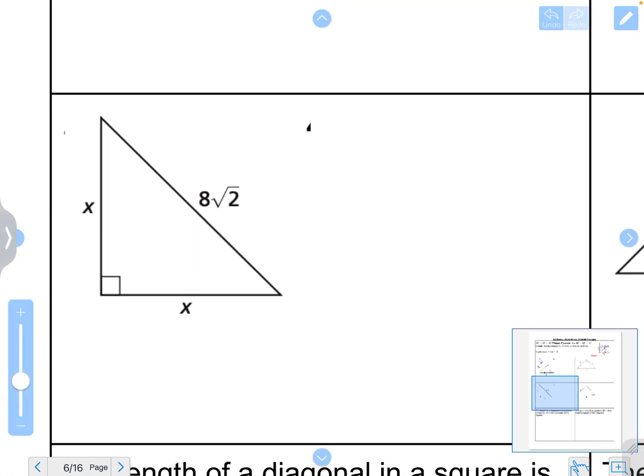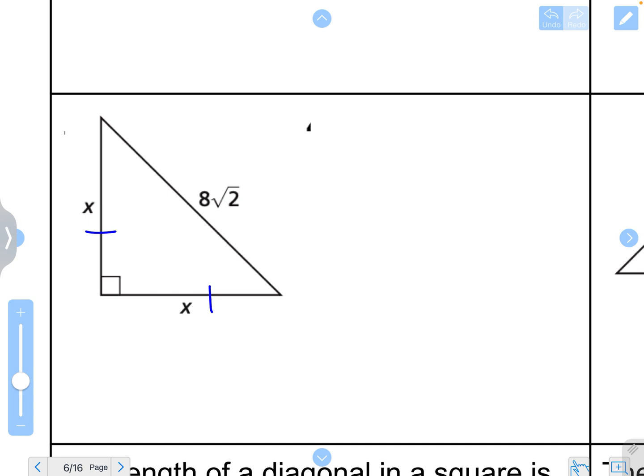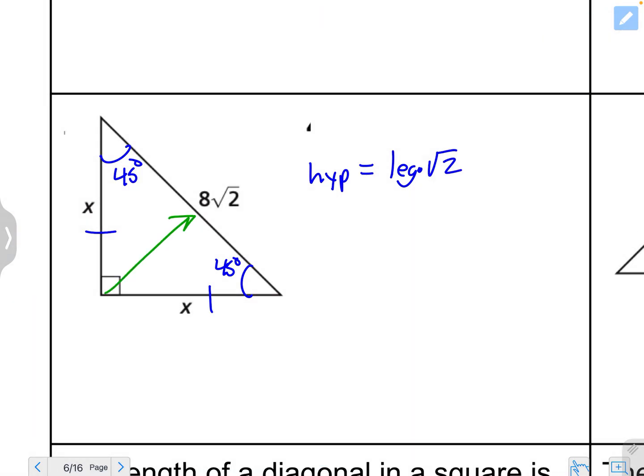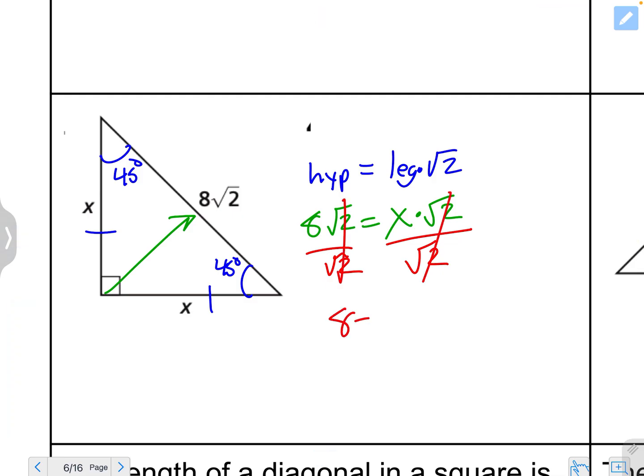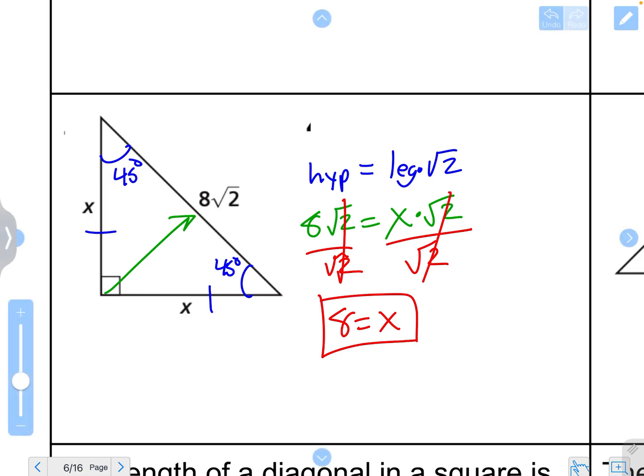Again, we are given two congruent legs, which tells me that my angles are 45 degrees. As soon as I know that, I can use my 45, 45, 90 rules, which tell me that my hypotenuse equals the leg times the square root of 2. In this case, I'm given my hypotenuse, so we put that in the hypotenuse spot. Instead of leg, I'm just going to use the letter x, times the square root of 2. The opposite of multiplication is division, so I divide both sides by the square root of 2. If I have the same thing on top and bottom, they both cancel out, so our x, or our sides, equal 8.